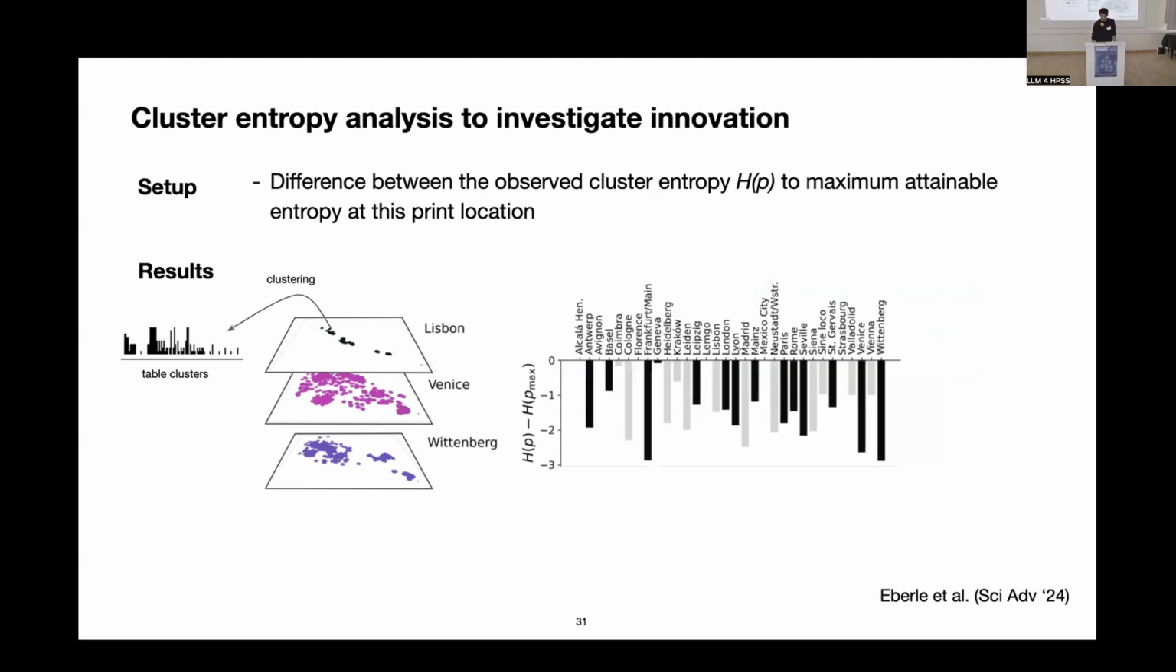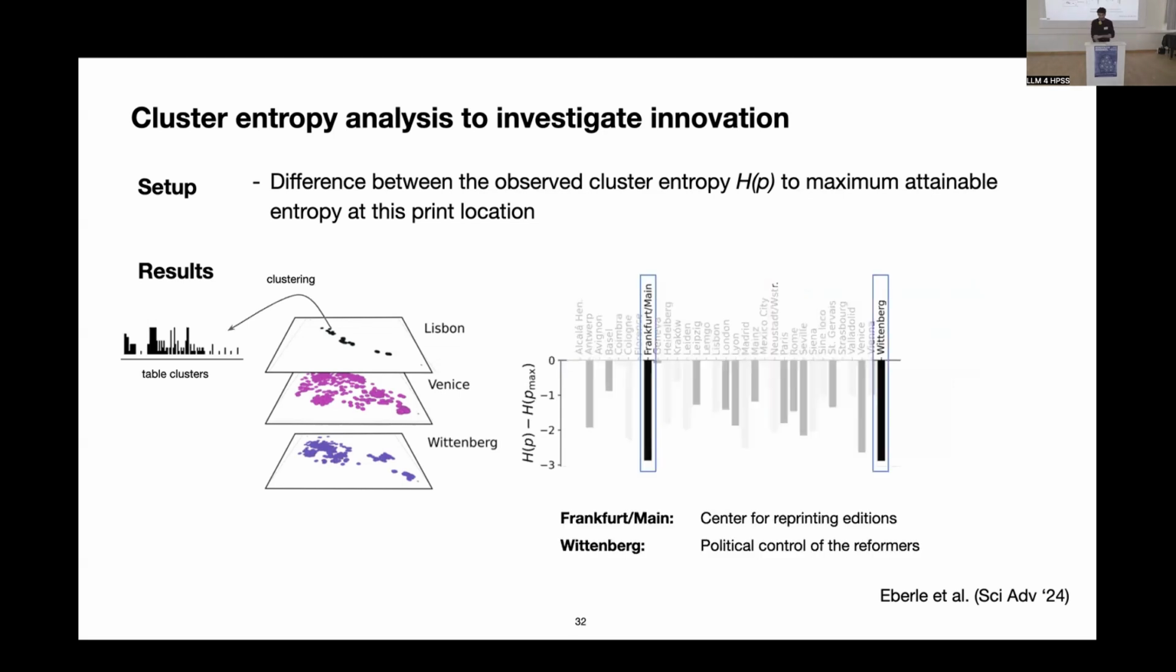With that, we identified two interesting cases, for example, Frankfurt and Wittenberg. These had the lowest scores here. Frankfurt am Main is actually one of the known centers for reprinting editions over and over again. A more interesting case maybe was Wittenberg, where political control of the Protestant reformers was actively limiting the print program, and they were deciding what type of curriculum was to be published. So this was a historical anomaly that we were able to detect here, and this also matched the historical intuition and the support that they already knew about.